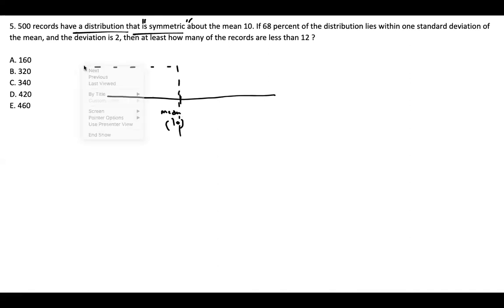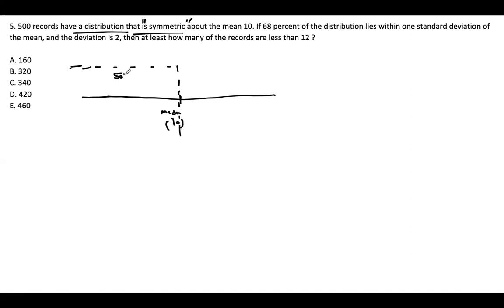500 records have a distribution that is symmetric about the mean 10. So this is my diagrammatic representation. Mean is here, mean is 10, and the distribution is symmetric. What does it mean? Equal values below and above the mean.